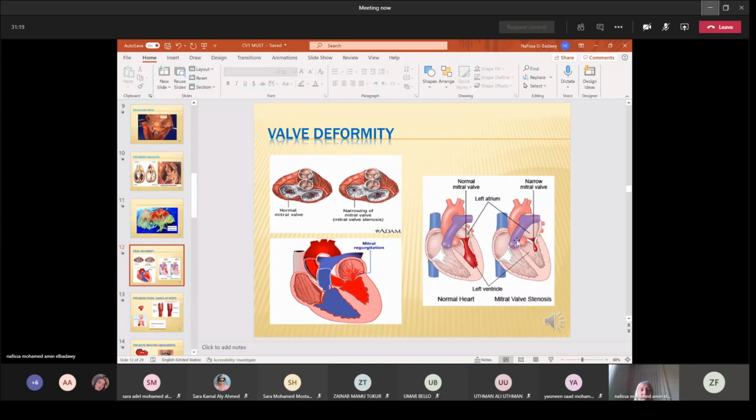So the most dangerous and most harmful effect of rheumatic fever is the valvular changes, whether valvular deformity, stenosis, or regurgitation. All of them cause harmful effects on the patient and may affect the function of the heart and may lead to heart failure later on.